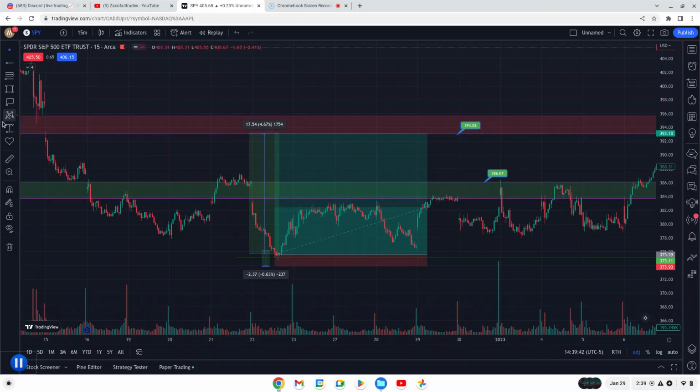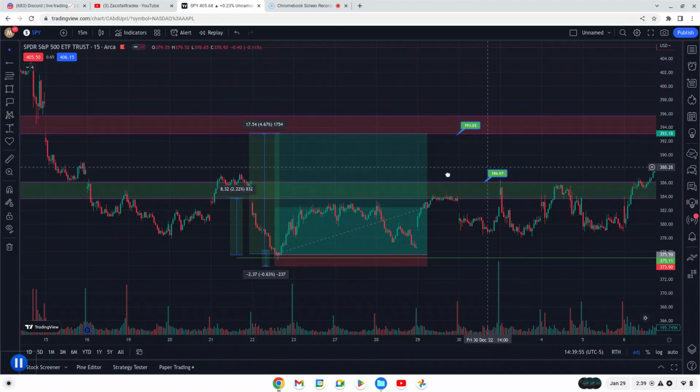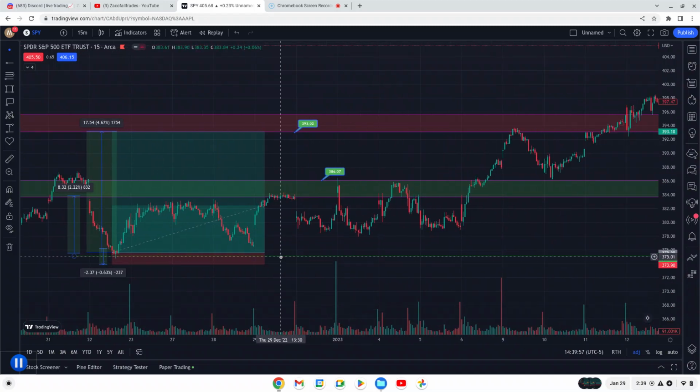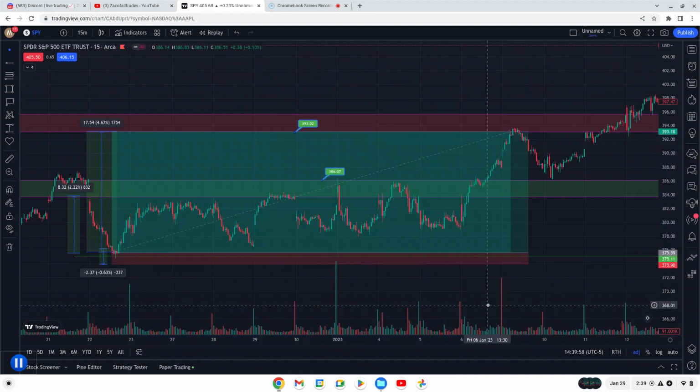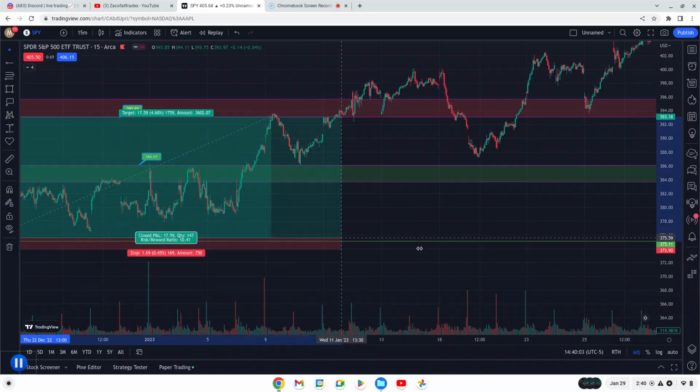Like right here, so you could have got it. You could have sold that 2%, or you could have sold that 4% if you would have held on. Either way, the market is trending to the upside and wants to go to the upside.